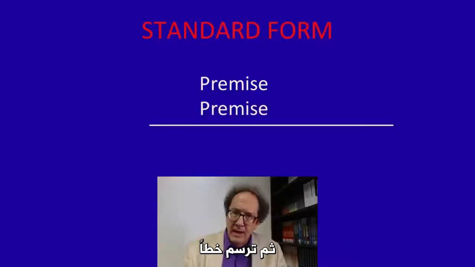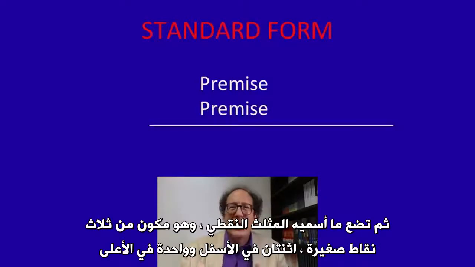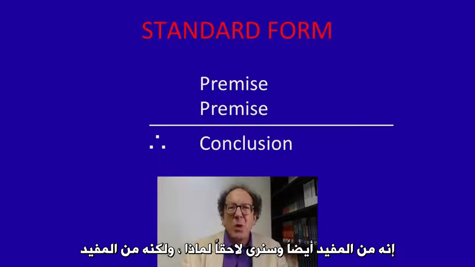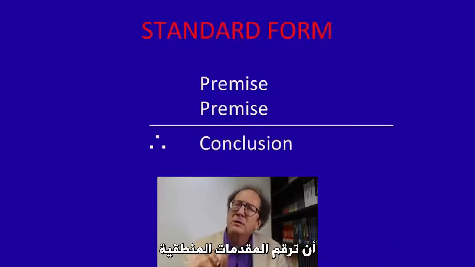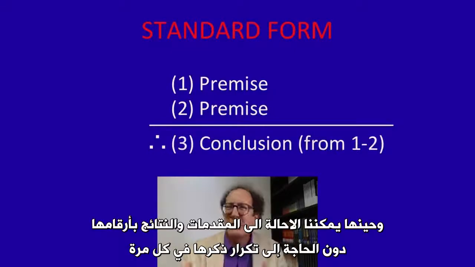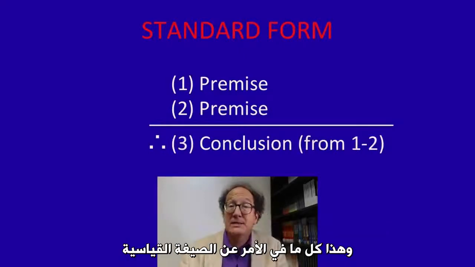Then you draw a line. Then you put what I call a dot pyramid. It's basically three little dots with two at the bottom and one at the top. And then you put the conclusion after that. It's also useful, we'll see why later, to number the premises and to number the conclusion so that we can refer back to the premise and conclusion with the number instead of having to repeat it all the time. And that's all there is to standard form.